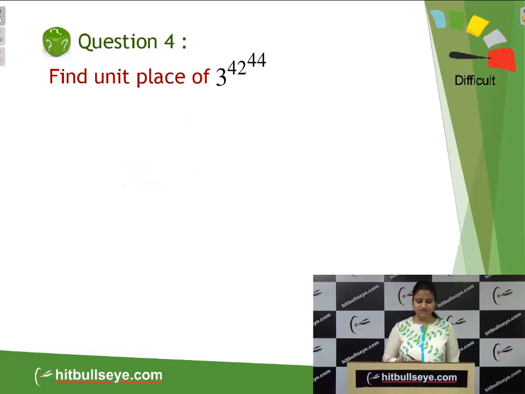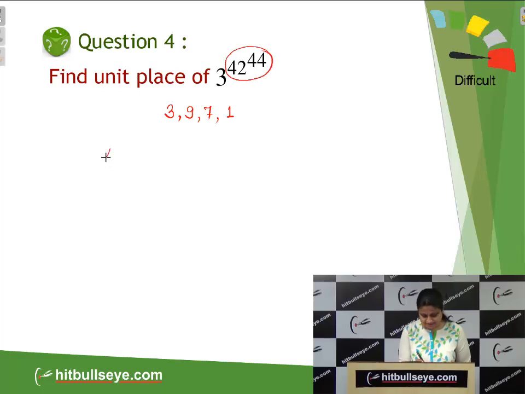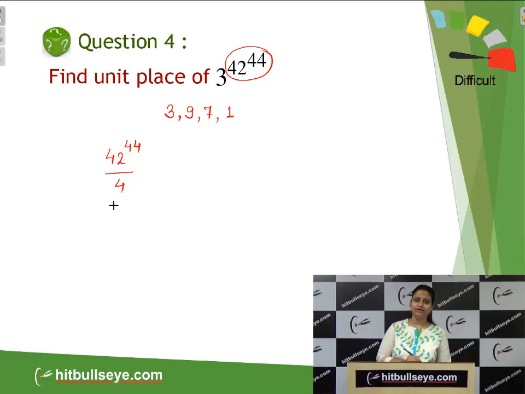Now move to the next question. It says find the unit place of 3 raised to power 42 raised to power 44. Now what is the cycle for 3? This is 3, 9, 7 and 1. Again we are getting a cyclicity of 4. Now we will take the power, which is 42 raised to power 44. We'll divide it by 4 and find the remainder.